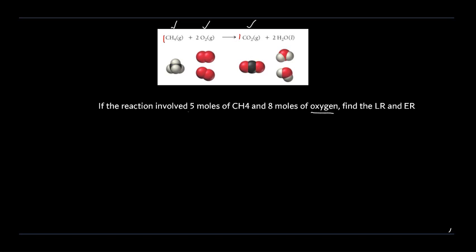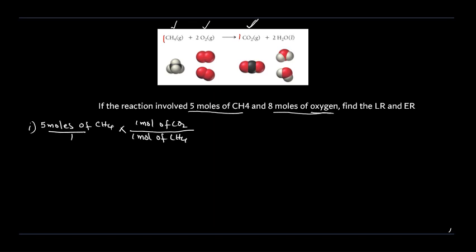So first I will find it for 5 moles of methane, and then for 8 moles of oxygen. I can take either product, and I'm going to take carbon dioxide. It's not necessary to go with carbon dioxide, but I'm going to take it now. So first, 5 moles of methane. The conversion factor between methane and carbon dioxide, from the balanced chemical equation, is 1 mole of methane corresponding to 1 mole of carbon dioxide. So that's the conversion factor.